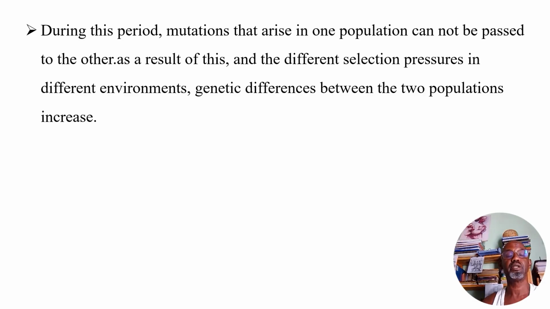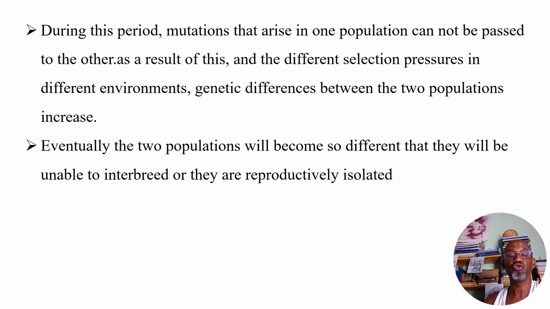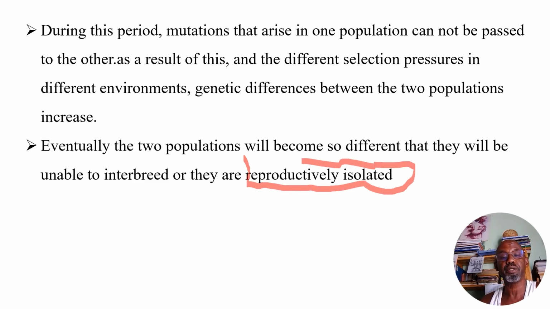They have developed anatomical, structural barriers which prevent them from reproduction. They have developed isolating mechanisms. Eventually, the two populations will become so different that they will be unable to interbreed, or they are reproductively isolated. Underline this. Reproductive isolation is very important. Reproductive isolation has developed. What does it mean? They are already made to be unable to reproduce.